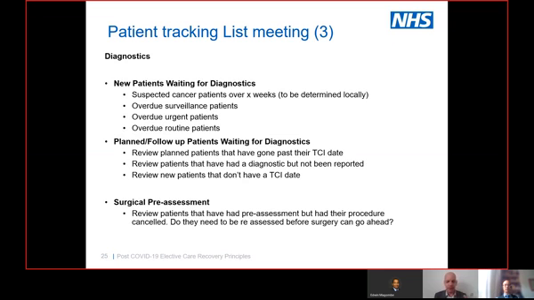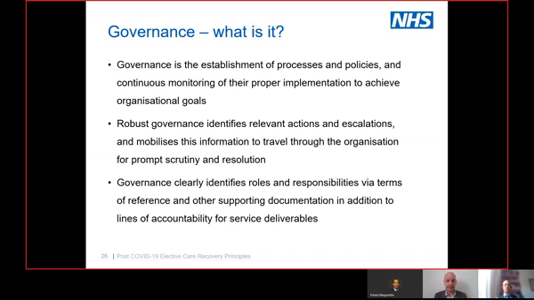So some principles there around what you want to be looking at in your PTL meeting to make sure that you're getting the most out of it. The most key element is that actions need to be recorded, circulated immediately following the meeting, and then reviewed at the beginning of the next meeting. Okay, that's absolutely key. Okay, last but not least, we've got our governance.